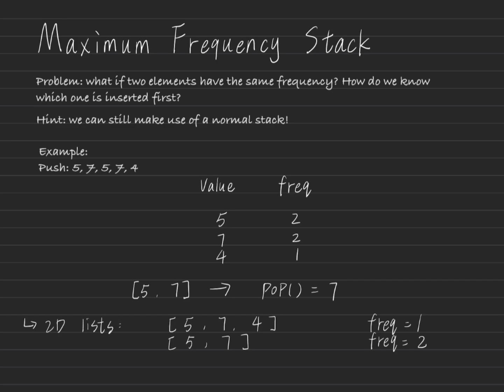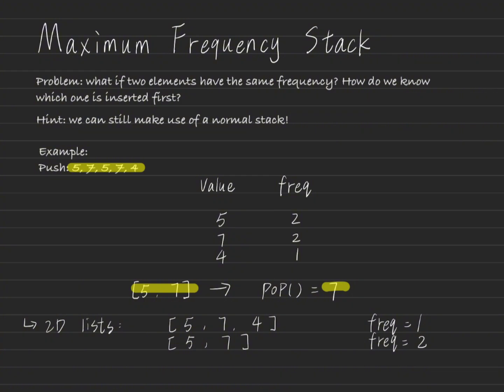Let's take a step back and look at the flat list. We can still make use of a normal stack somehow. With a flat list, it's very easy to implement a stack. However, instead of popping from the top element, we only want to pop from the elements that have the top frequency. In this case, it's the elements 5 and 7. So we can pop from this and obtain 7.